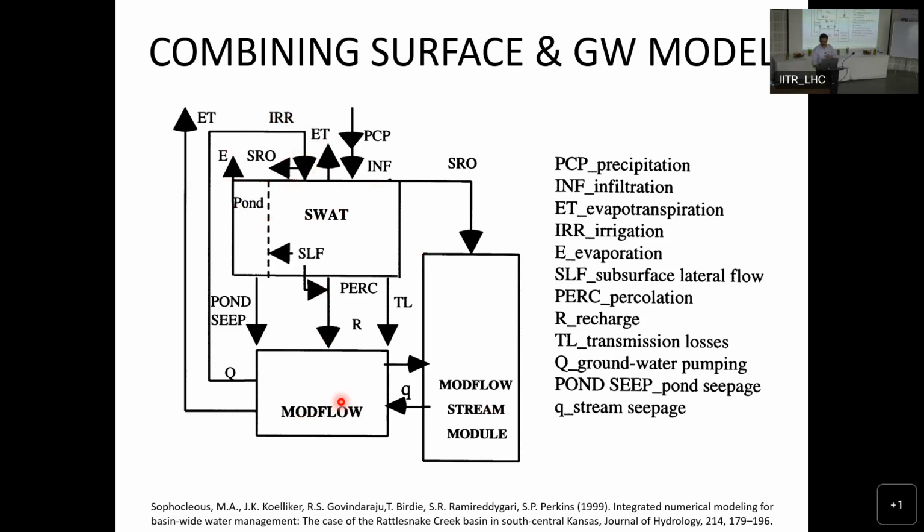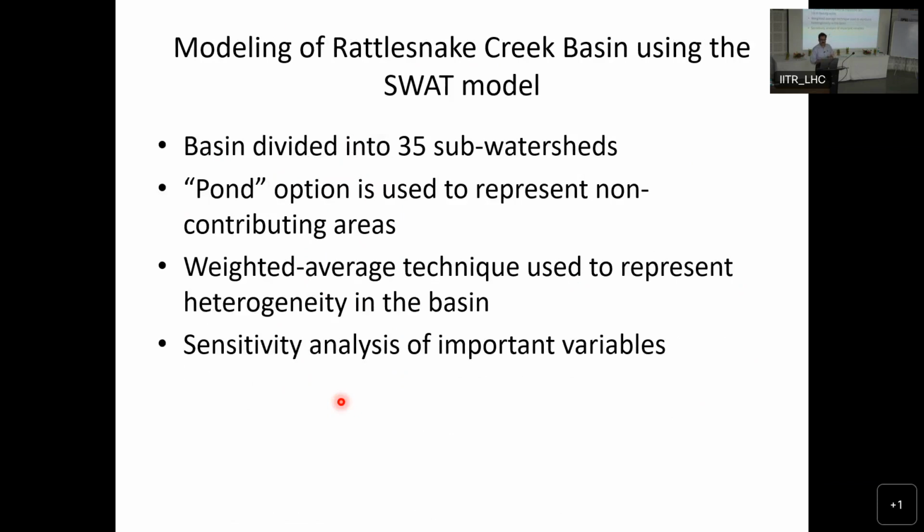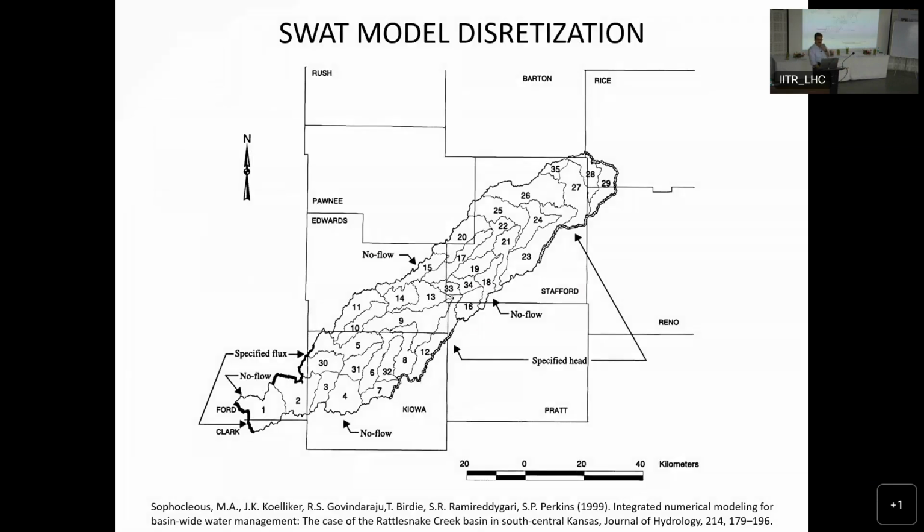So we did all of this. We built this model. So the modeling, basically, the surface water part of SWOT, the basin was divided into 35 sub-watersheds because SWOT works based on sub-watersheds and what it calls hydrologic response units. Okay, it's a different way of doing things. The ponds option within SWOT was used to represent the non-contributing areas. Heterogeneity is done by weighted averages, with sensitivity analysis for important variables. So these are standard modeling techniques that we do.